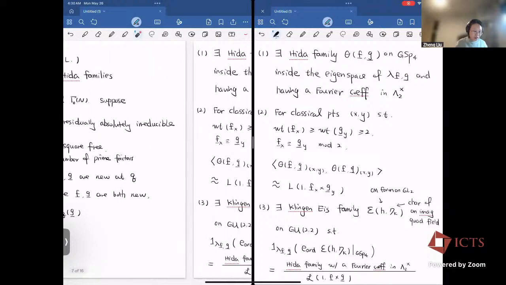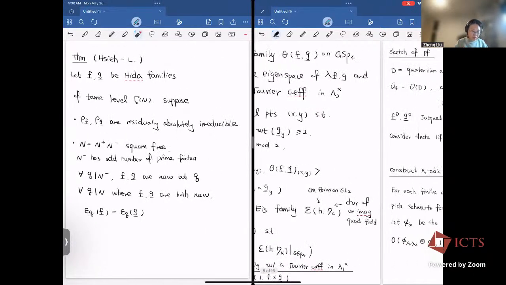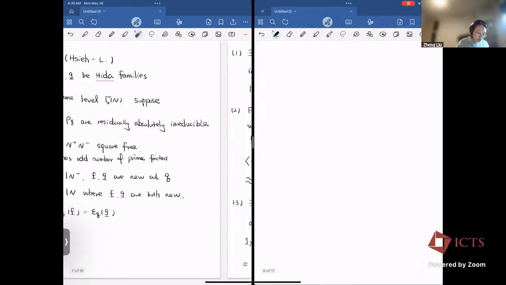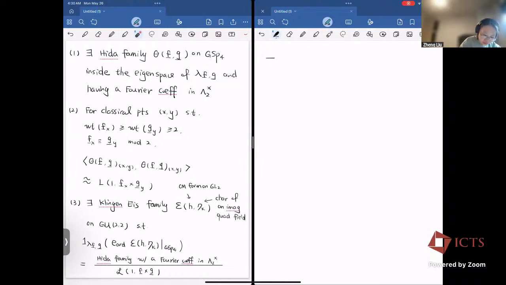Okay. And if we have all this, then by the strategy we will be able to deduce that the congruence ideal we defined at the beginning is actually contained inside this two variable p-adic Rankin-Selberg L-function. Okay, so this is the result. And any questions?